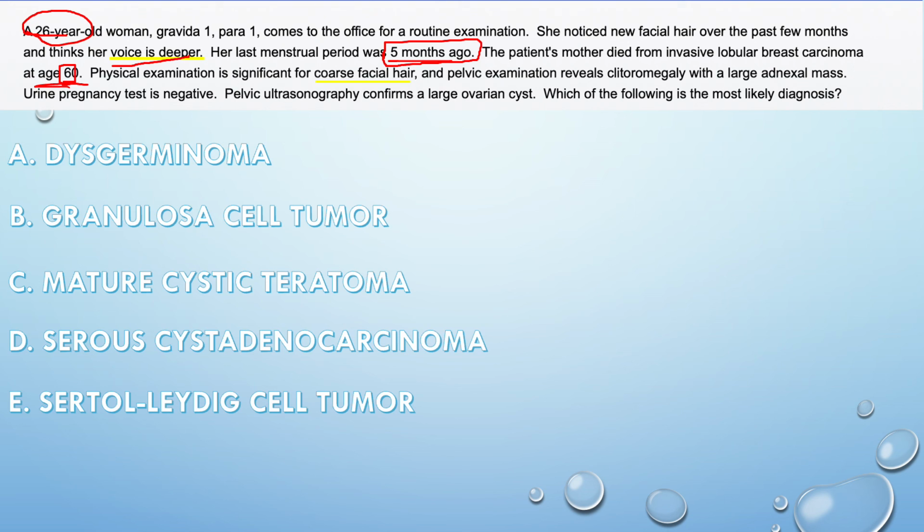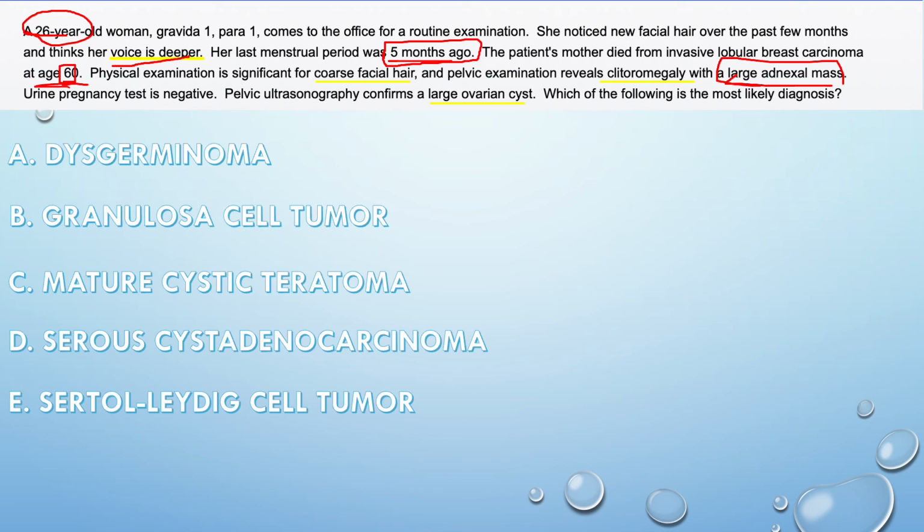Physical exam is significant for coarse facial hair, and pelvic exam reveals clitoromegaly with a large adnexal mass. Okay, so it already gave away that the problem is in the ovaries. Now, at this point, you guys might think that it's PCOS, right? But it is one mass. That's number one. PCOS usually shows multiple cysts, okay? Now, urine pregnancy is negative, so her amenorrhea is not because she's pregnant, it's because of something else.